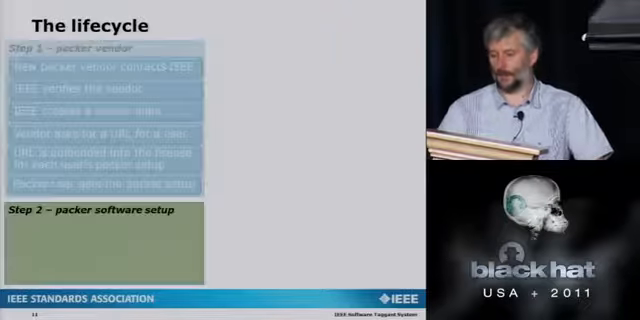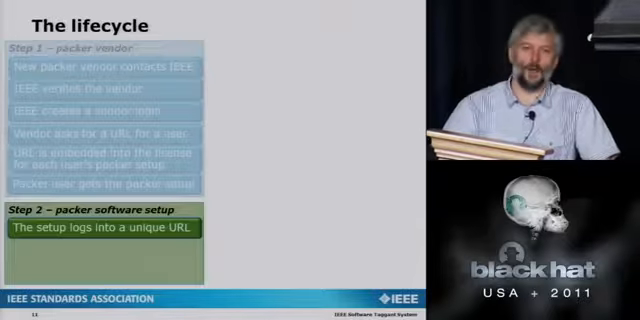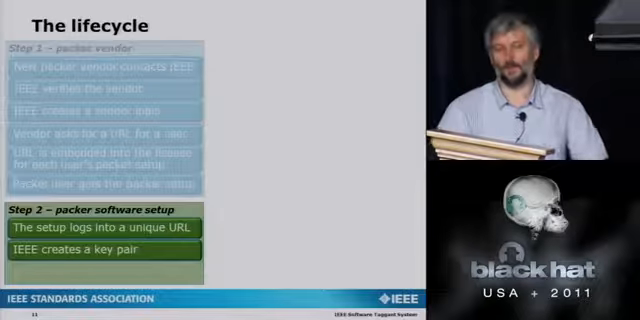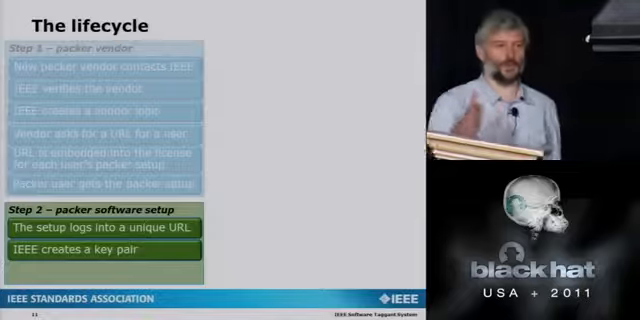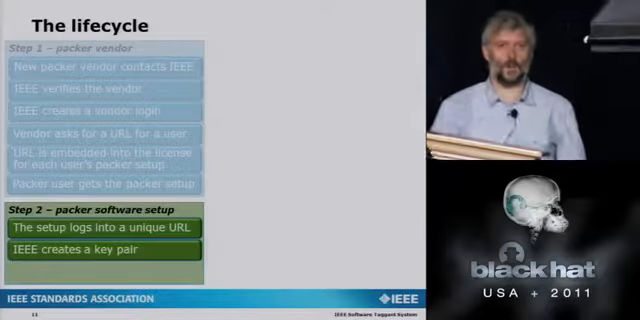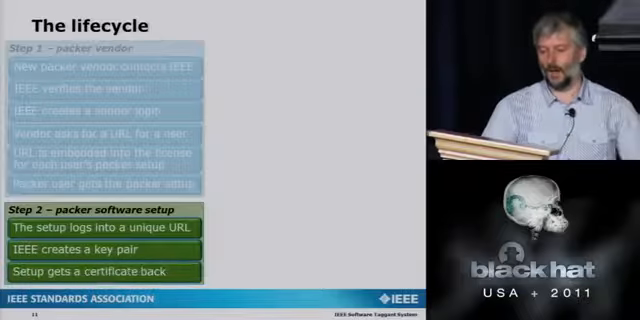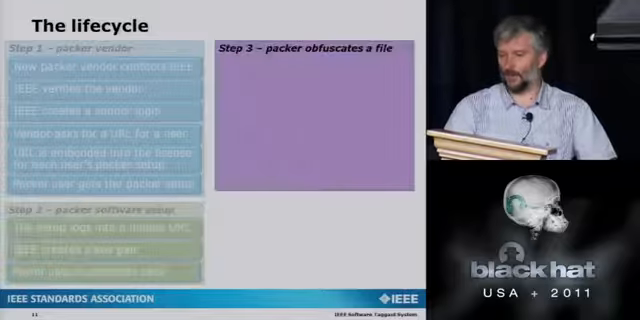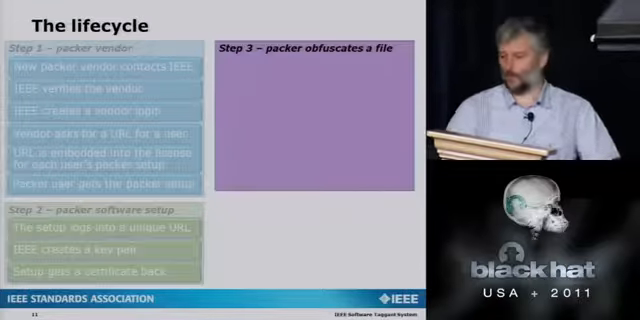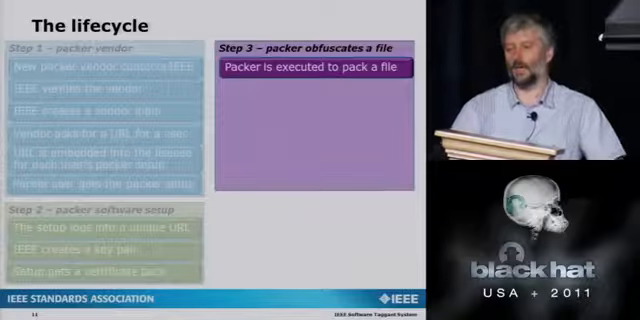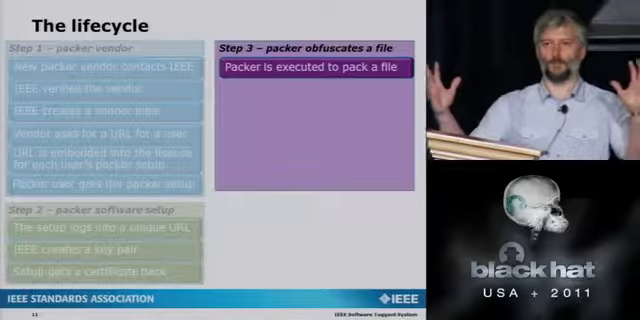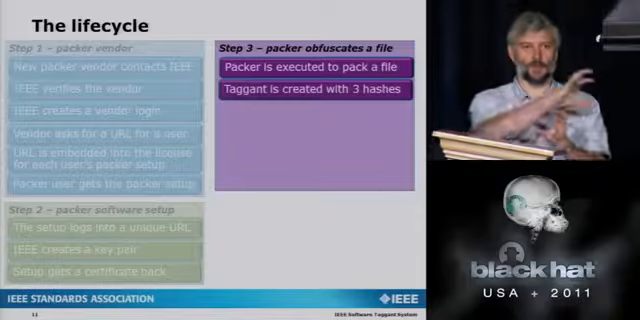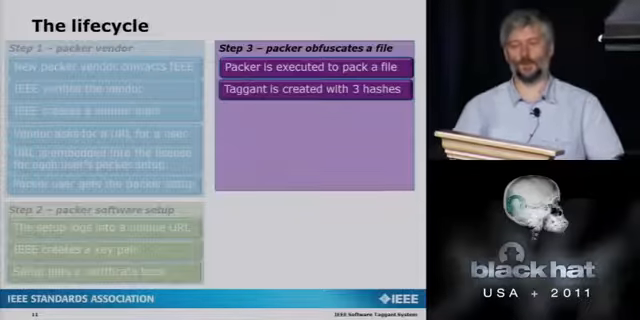What do they do next? They install the software. The setup goes to that unique URL and generates a key pair unique for that installation. That would differentiate, from that moment, Alice's, Bob's, and Carol's. The setup gets the certificate back, and from that moment in time, when this Packer obfuscates a file, what will happen? The host file is compressed, or obfuscated. Then a taggant is created which describes the content of that packed file in a secure way.